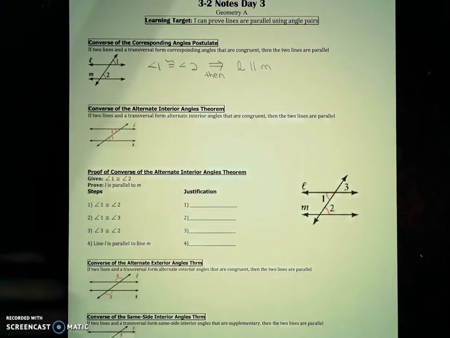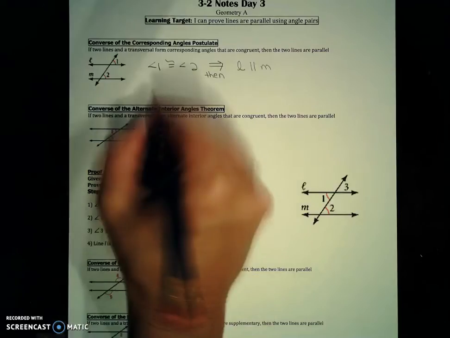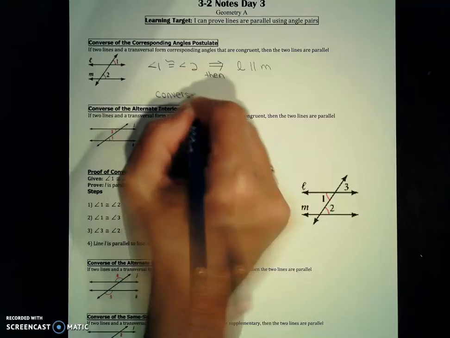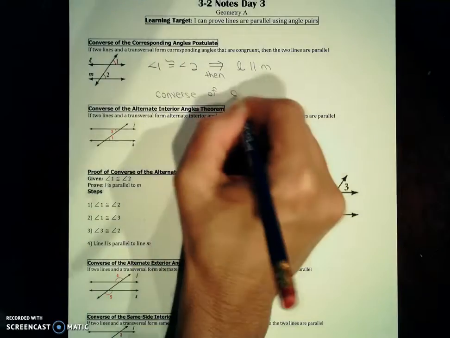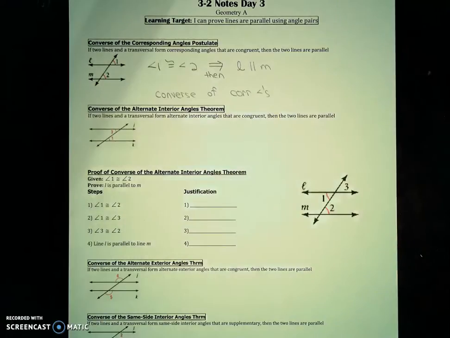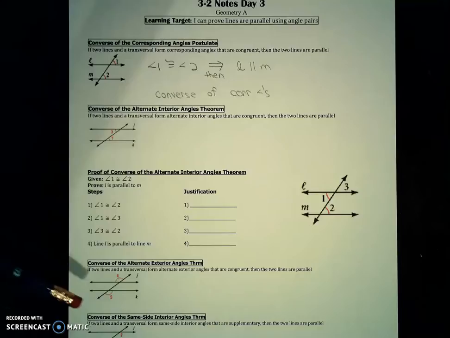And just like with some of our other things, we're going to have some abbreviations. In this case, we'll abbreviate this as converse of corresponding angles. Now notice this is a postulate, so this is something that I can't actually prove. We're just going to accept it to be true. All the ones after this, if you notice, are theorems, which means we can prove them, and in some cases we are going to prove them.